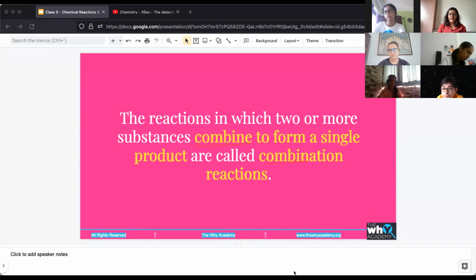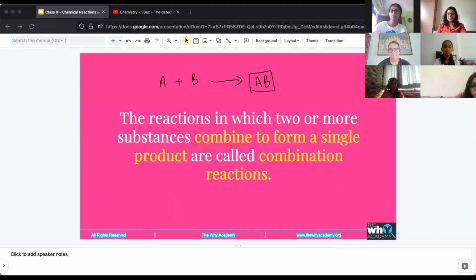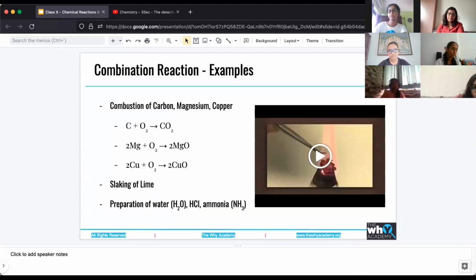So a reaction in which two or more substances, so if we have two substances A and B reacting, they combine to form a single product. So that's a combination reaction. Okay, you guys noted down the definition of combination? Done? Cool. Examples of combination is what we're looking at.